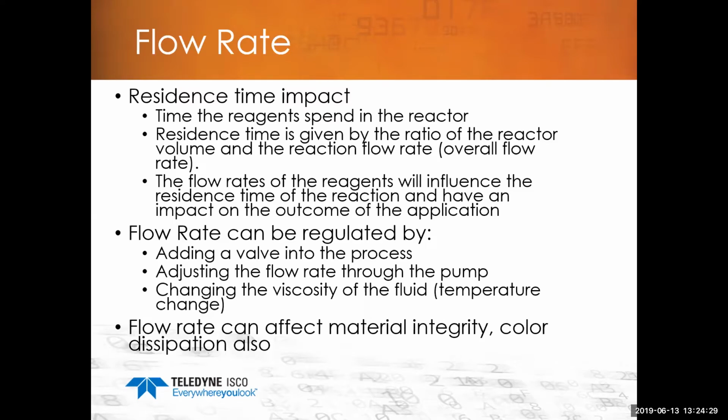And again, pulsation would come into play there, because if you have blips, you'll have inaccurate amounts of material going through your reactor at a time. So that can really affect how things are mixed. You can regulate the flow rate by adding a valve, adjusting it through the pump, or just changing the viscosity of the fluid. Again, if you change the viscosity of the fluid, there are a couple of pumps that you might not want to use, depending on how much flow, or the volume of material you're going to be using.